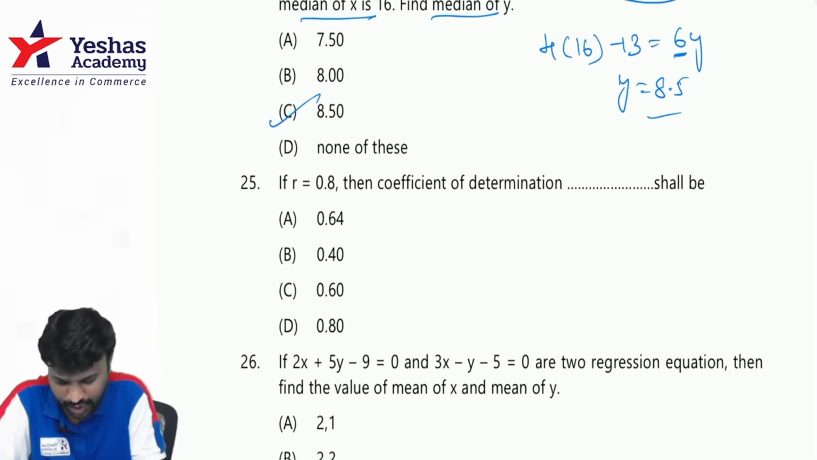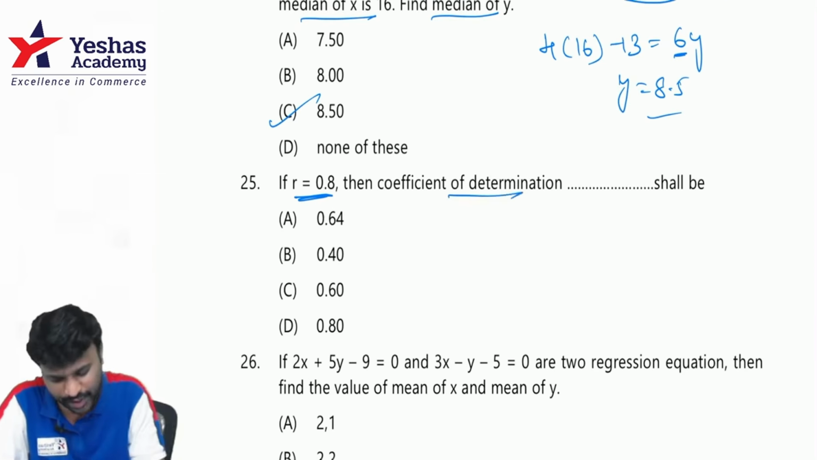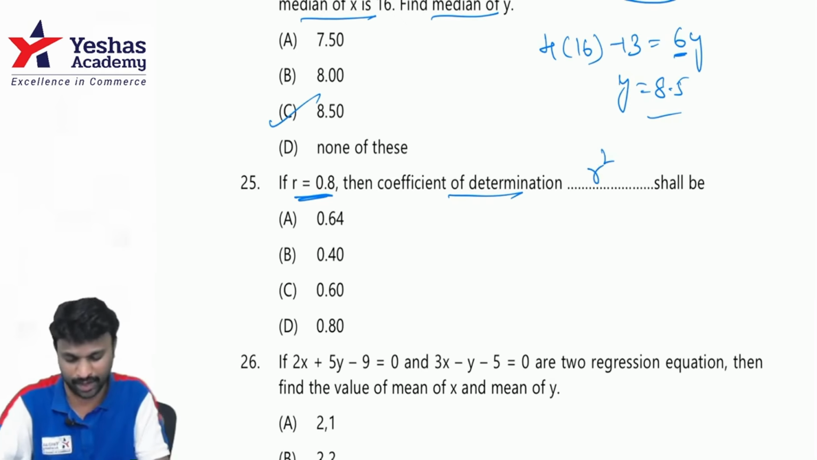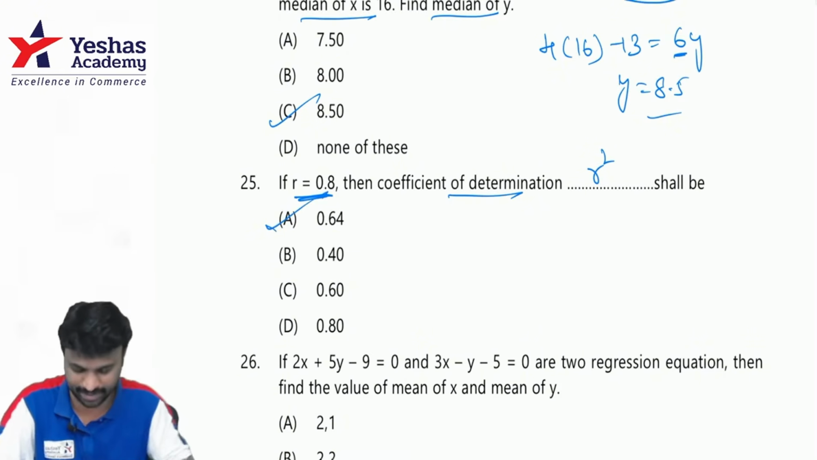Guys, moving on to the next question. R is equal to 0.8. Then the coefficient of determination, a laddu question, coefficient of determination is r square. So 0.8 into 0.8 equals 0.64 is the right answer.